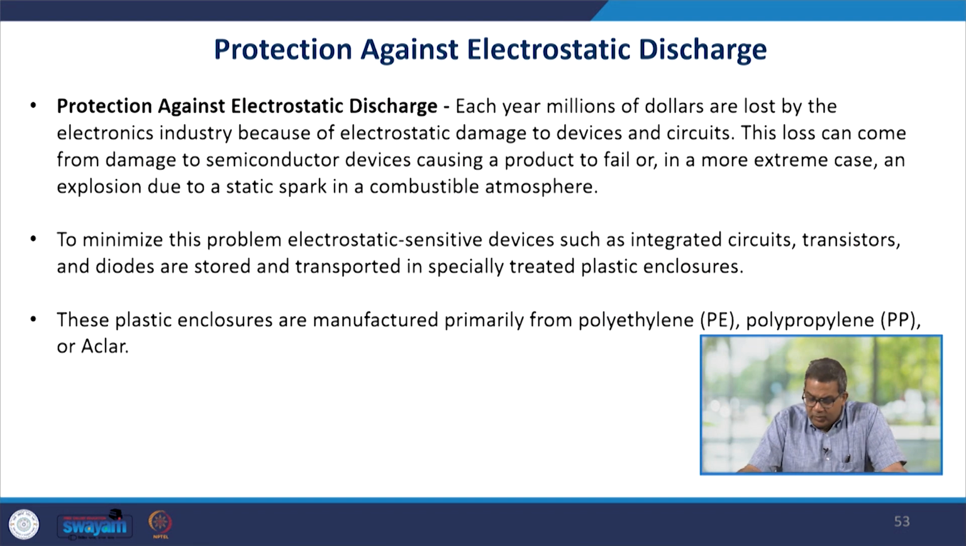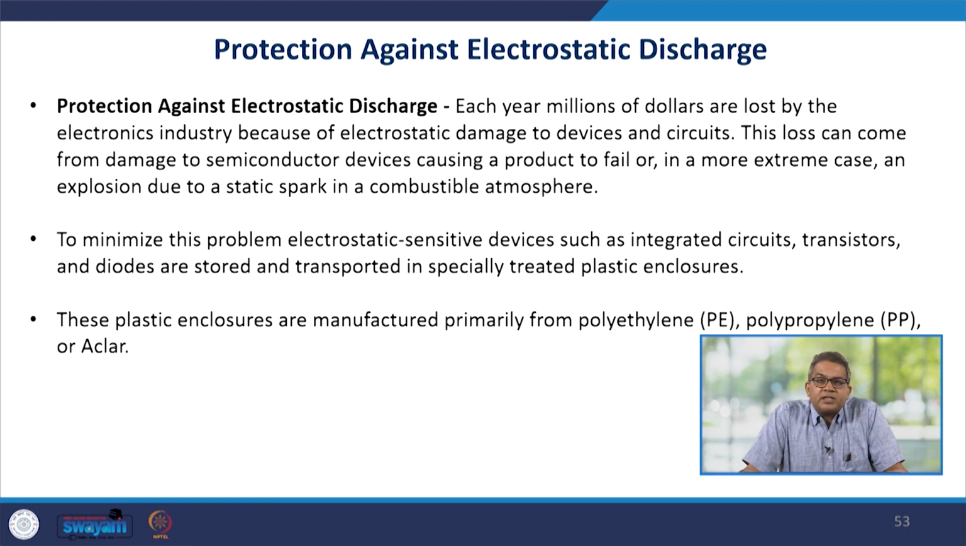Now, let us talk about the electrostatic protection against electrostatic discharge. Each year millions of dollars are lost by the electronics industry because of electrostatic damage to devices and circuits, and this loss can come from damage of the semiconductor devices, causing a product to fail, or in more extreme cases an explosion due to a static spark in a combustible atmosphere.